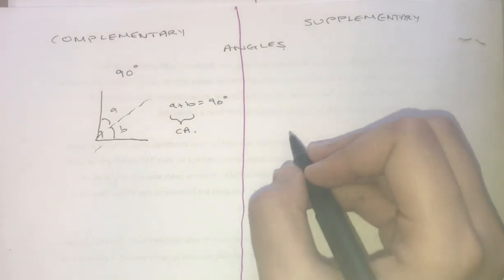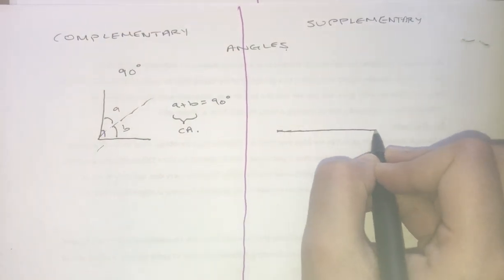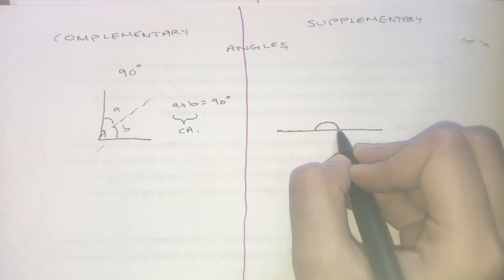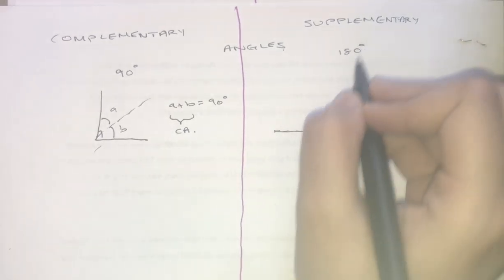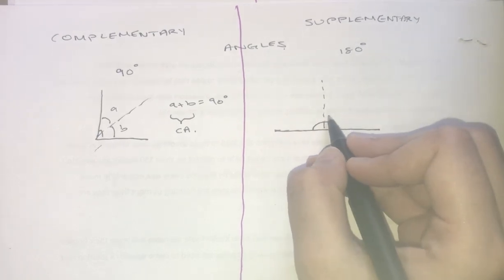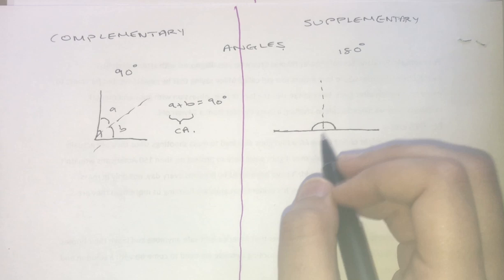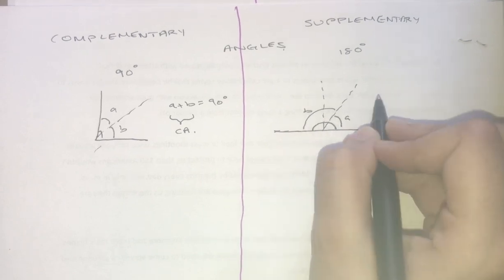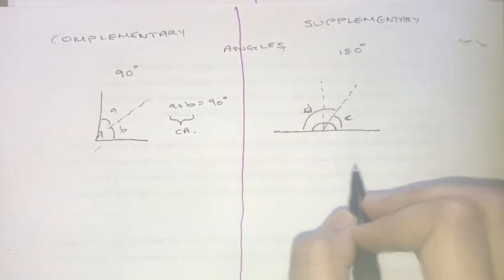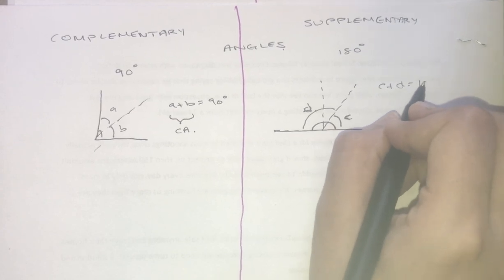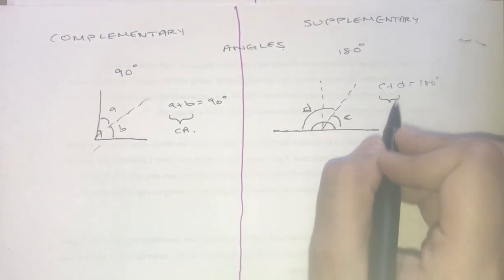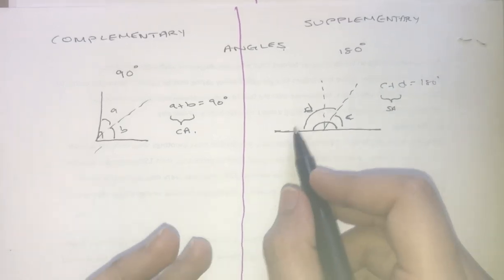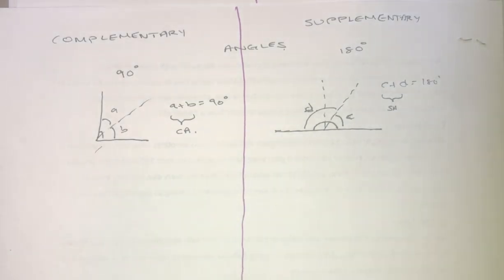And supplementary angles are angles that are joined together to form a 180 degrees angle. So let's say this one here. So this one is C, this one is D. So C and D add up to 180 degrees. C and D will be supplementary angles. So C and D form a 180 degrees angle. That's why they're called supplementary angles. They supplement each other. They are added to each other to form a 180 degrees angle.